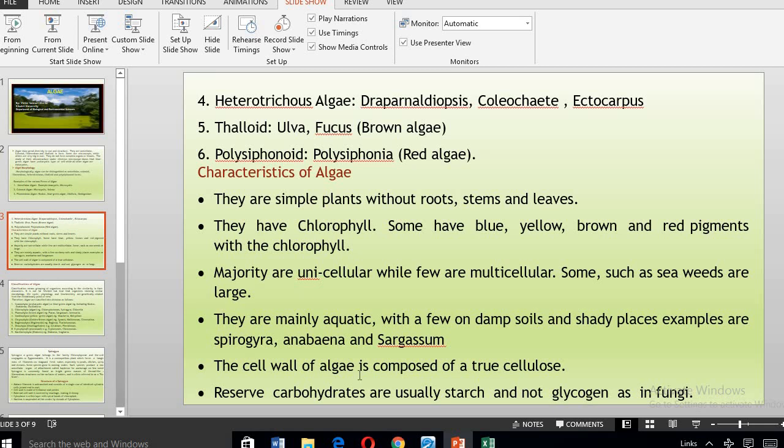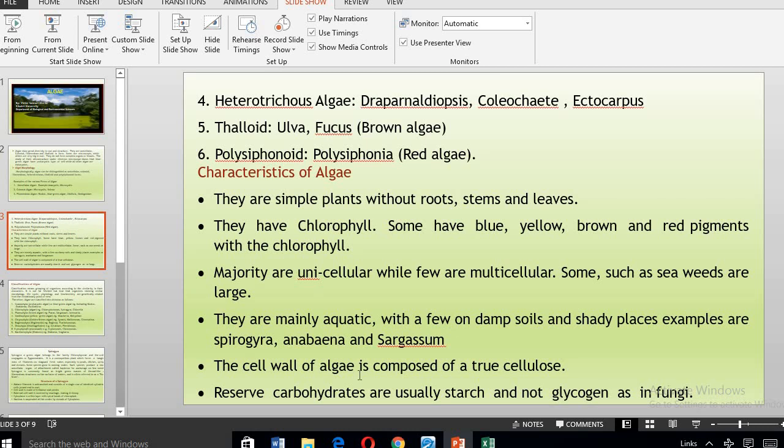Characteristics of algae. Now, algae are very simple plants. They don't have roots, they don't have stems, and they don't have even leaves. Now, when you look at the structure of the algae, they are made of chlorophyll, but some have blue, yellow, brown, and red pigments together with this chlorophyll, and we all know chlorophyll is green. Now, a majority of the algae are unicellular, but very few are multicellular. And some, like the seaweeds, are very, very large.